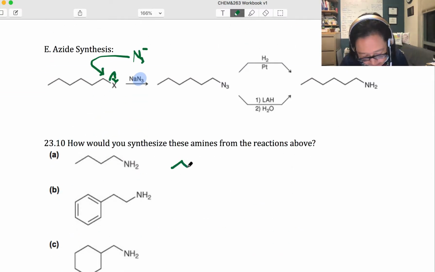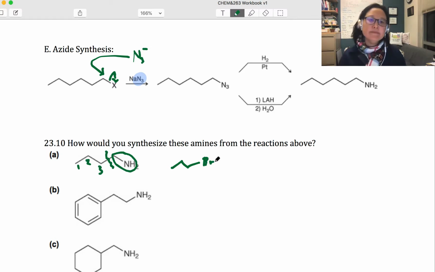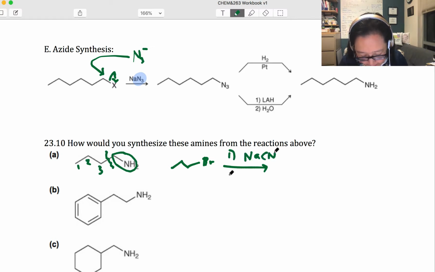So one thing I could do is start with one less carbon. So this is maybe where my cyanide comes in. So I'm going to have 1, 2, 3 carbons, and then some kind of alkyl halogen, like Br, or any kind of leaving group like iodine, bromide. Those are good ones. And then I could do step 1, sodium cyanide. And then step 2 would be lithium aluminum hydride followed by water.